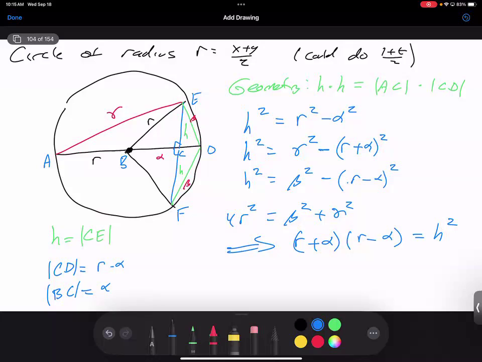How does that prove the arithmetic mean, geometric mean? Say a equals r plus alpha. But you get the square root of a equals h, it's not guaranteed that h is equal to. Okay. So what do you think h equals?